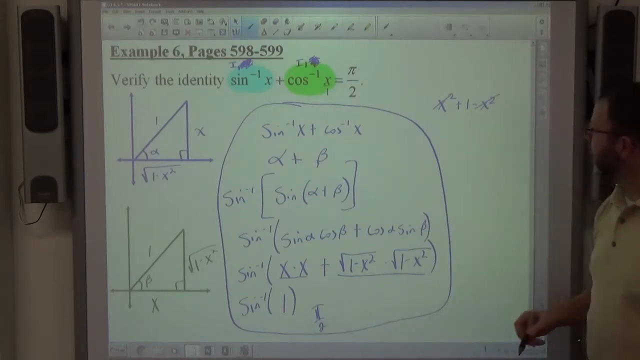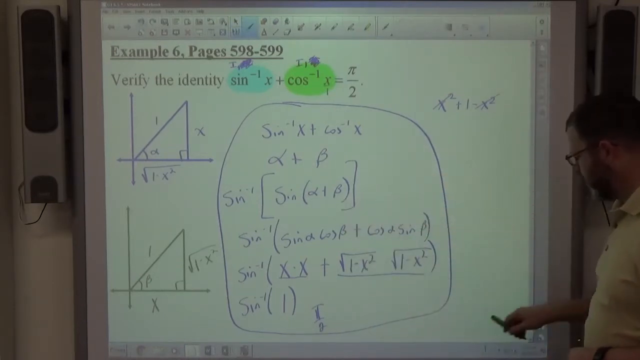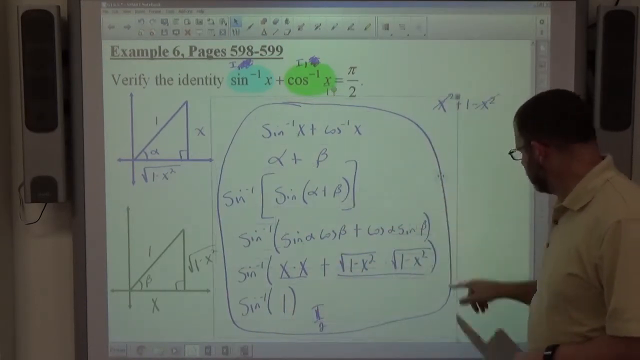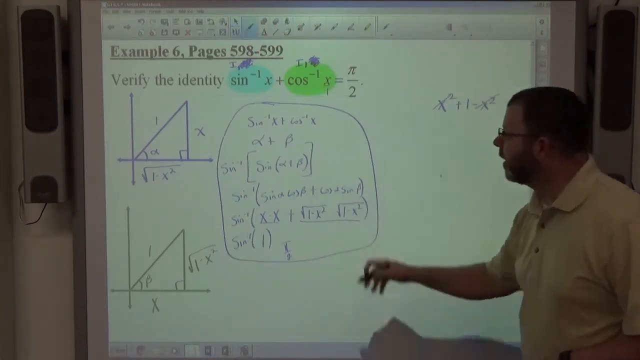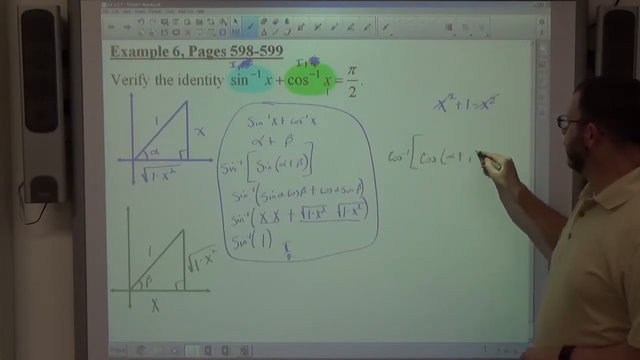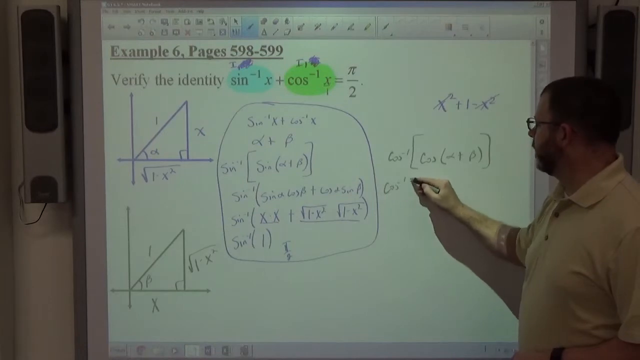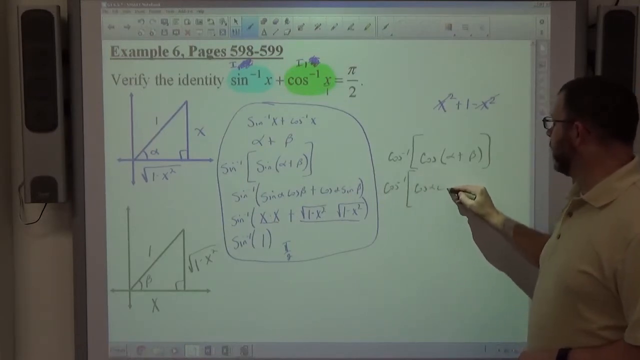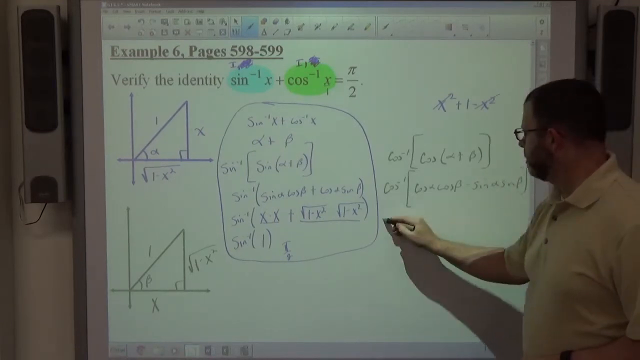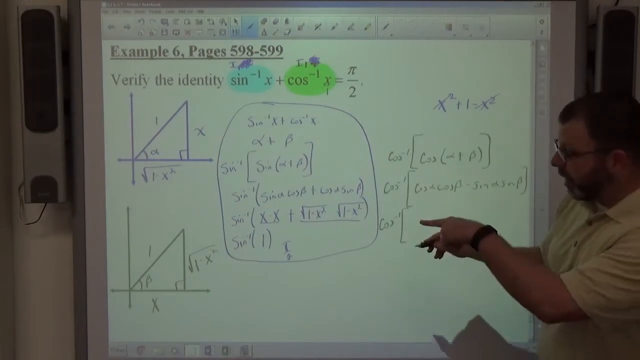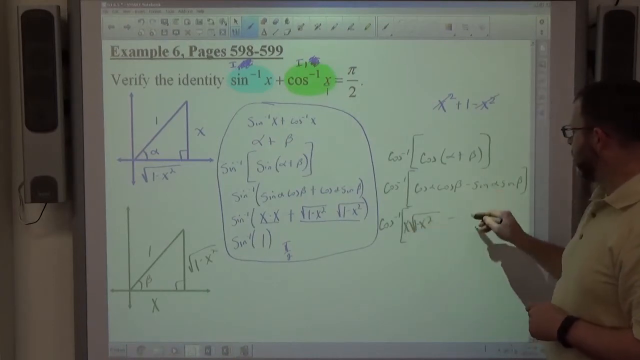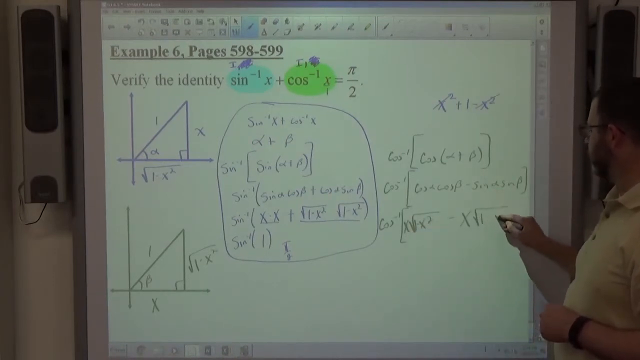Suppose, while people are still copying that down, suppose I'd gone with the cosine one here. So let's take that and shrink it up a little bit so I have room. Suppose I had gone here instead and did cosine inverse of cosine of alpha plus beta. That's inverse cosine of alpha cosine of beta minus sine of alpha sine of beta. Cosine of alpha is square root of 1 minus x squared. Cosine of beta is x. Sine of alpha is x. Sine of beta is the square root of 1 minus x squared.